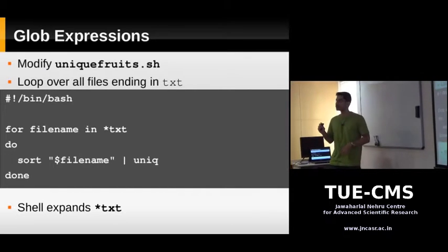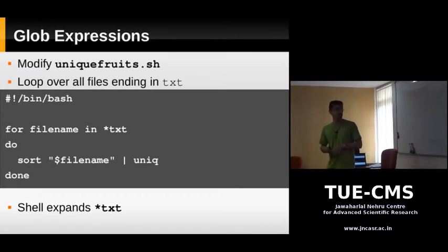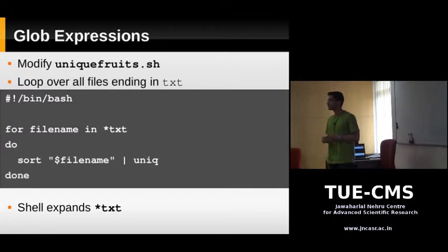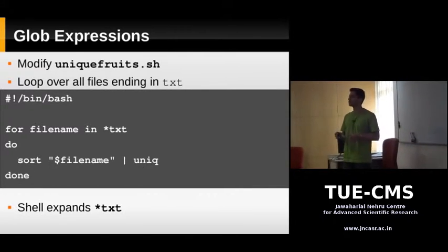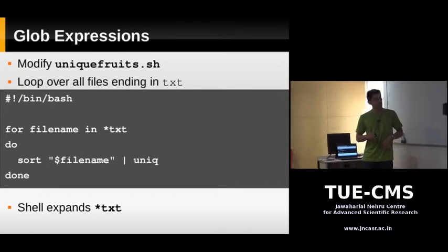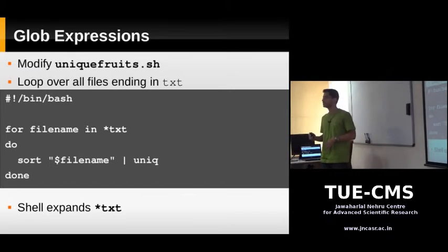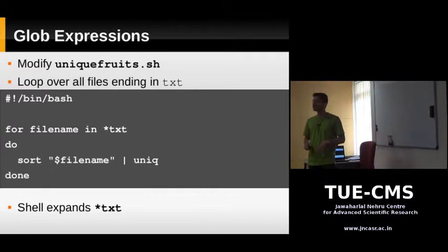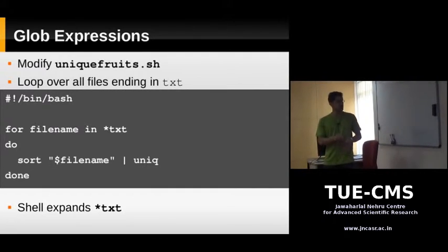So star is a special character in the shell. When the shell sees the star character, what does star mean? Any 0 or more characters. Star means 0 or more alphabets. Characters, okay, to be specific, it can be alphabets or numbers. So what this means is any 0 or more number of characters followed by the characters txt. That's all. So what this expands to is all the files in the current directory ending with txt. The rest of the loop is exactly the same.